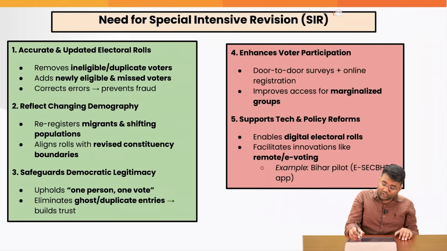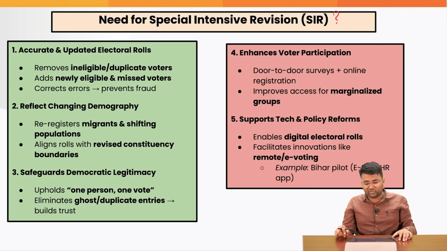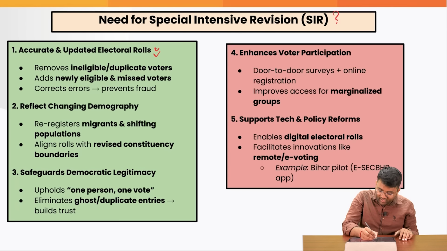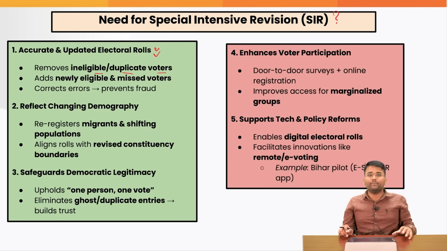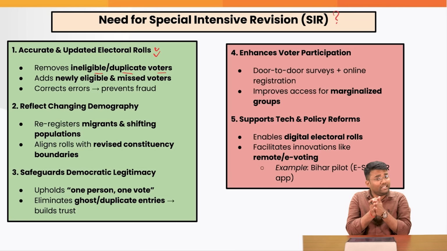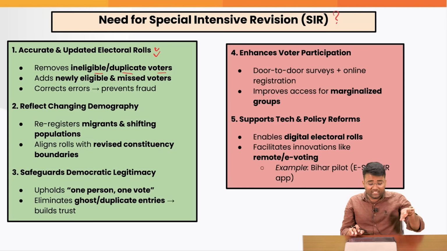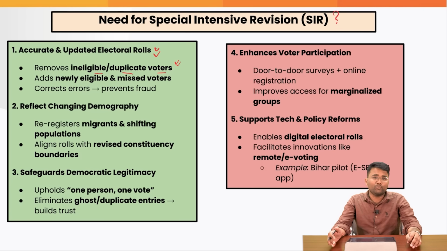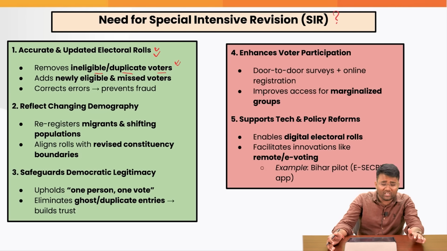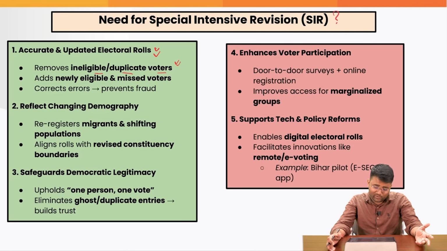Now, why is there a need for special intensive revision, or what is the significance of SIR? It provides for accurate and updated electoral rolls. For example, it removes ineligible and duplicate voters. So what does a free and fair election mean? It simply means that the people who are eligible should get the opportunity to cast their votes, and the people who are ineligible should be excluded from the process. This is what is being done by the special intensive revision. The names of ineligible people and duplicate voters are excluded, plus new members are also added.